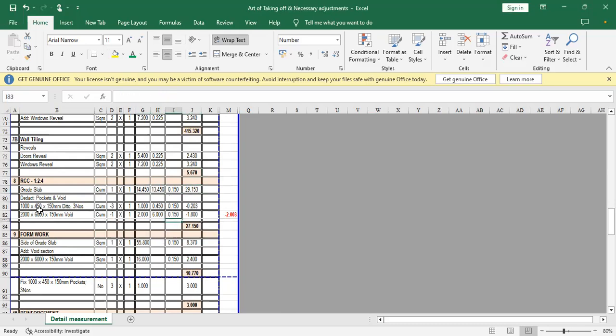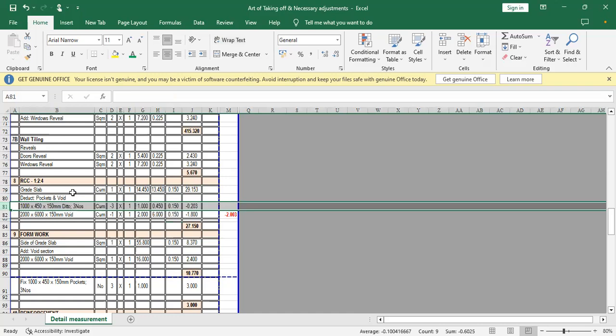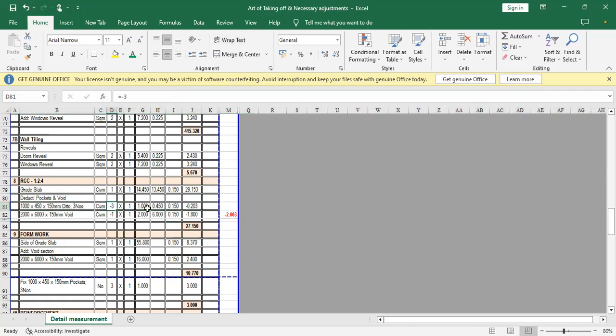So now we need to make deduction for our pocket, 3 numbers of them, pocket of 1 meter by 450 mm. We have 3 numbers of them. So in 3 places, that gives us the net volume.